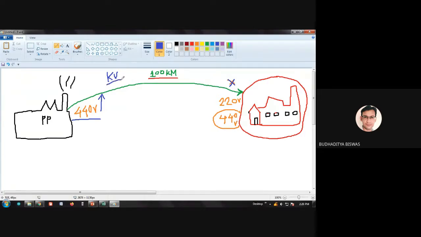If the output voltage is very high, the current will be less, and this current will produce very little I square R loss. Transmission of voltage is not a problem; transmission of current is the problem, because transmitting current produces a huge amount of loss. Voltage will not produce any loss, current will produce I square R loss. And if we decrease the amount of current, the losses will also decrease.